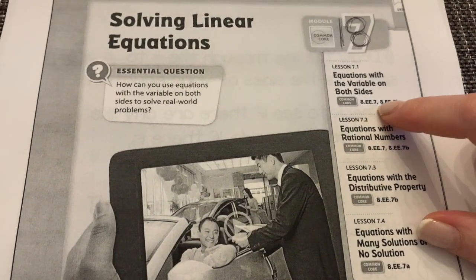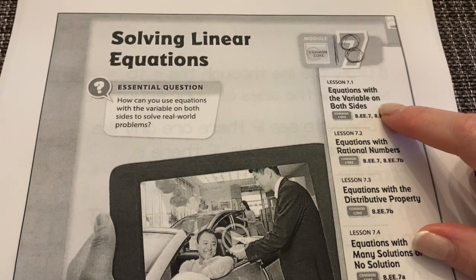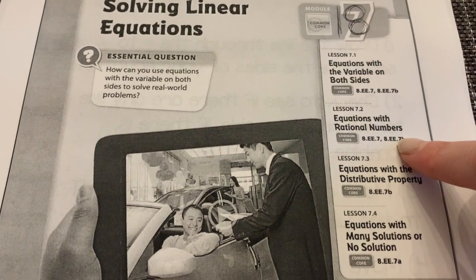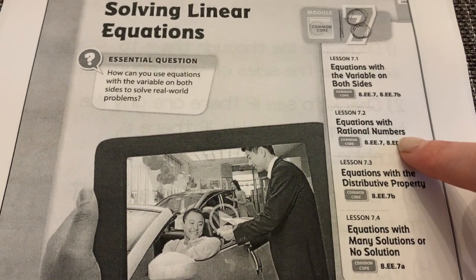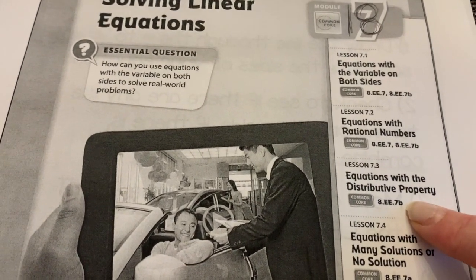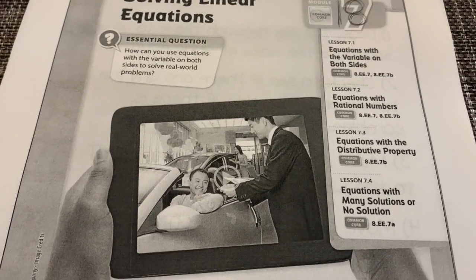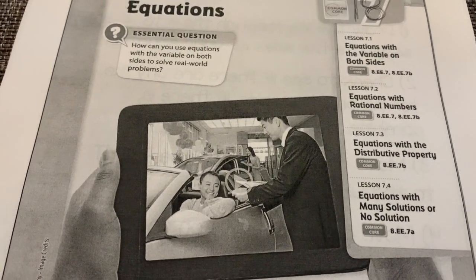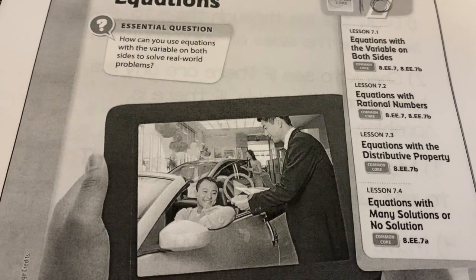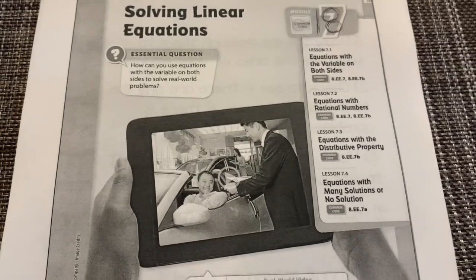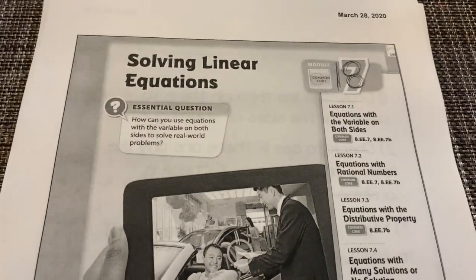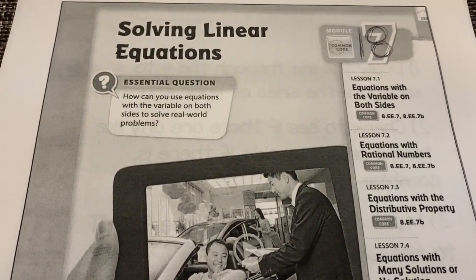So to start off, we're going to learn how to solve equations that have variables on both sides of the equal sign. Then we're going to move on to solving equations with rational numbers. That just means that we're dealing with fractions. And then we're going to work on solving equations that have to do with the distributive property, which is actually kind of fun. And then the final lesson in this module is going to be looking at equations that have infinitely many solutions or no solution at all. I did include the link for you guys to watch your real world videos since I know you love them so much. So you can take a look at those if you'd like.